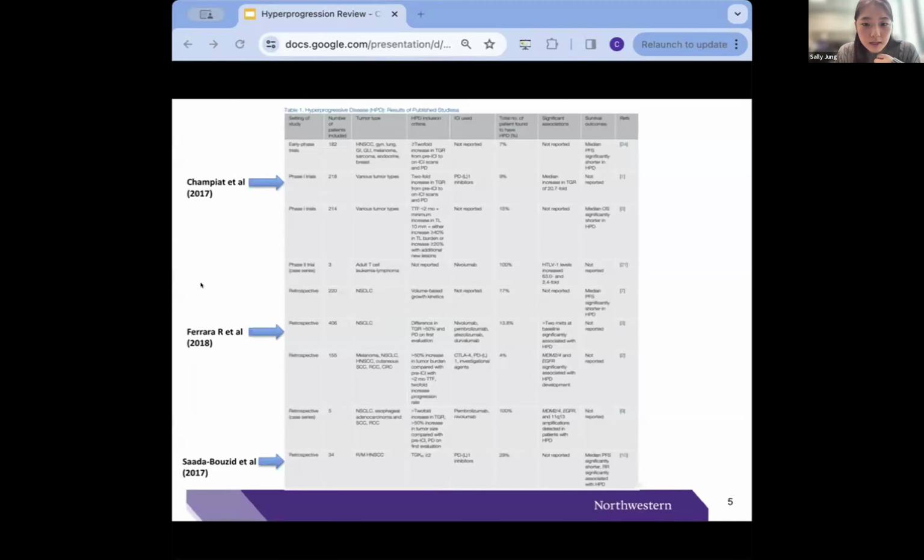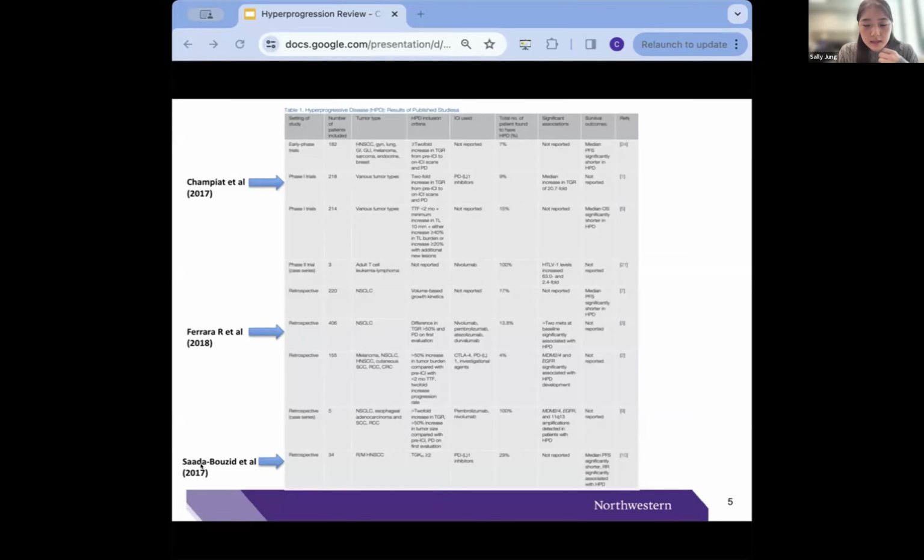And then the second study, Ferreira et al. It was a retrospective study once again. It included 406 patients with non-small cell lung cancers. Their definition was a minimum of 2 CT scans before ICI and 1 CT scan during ICI, and they calculated the tumor growth rate by using the percent increase in tumor volume.